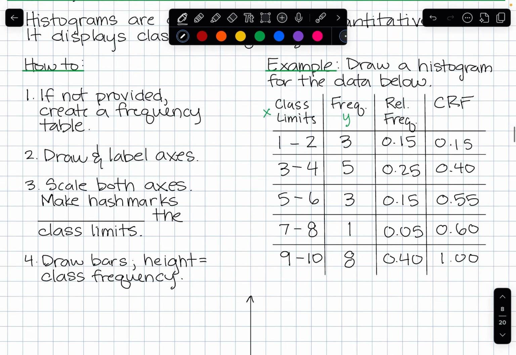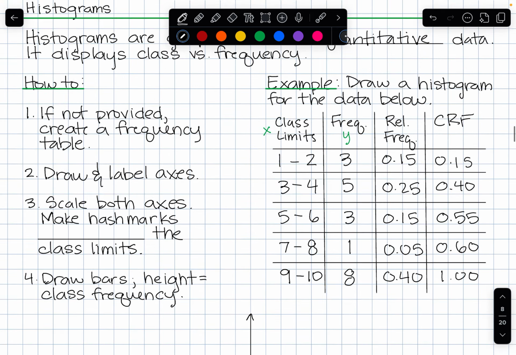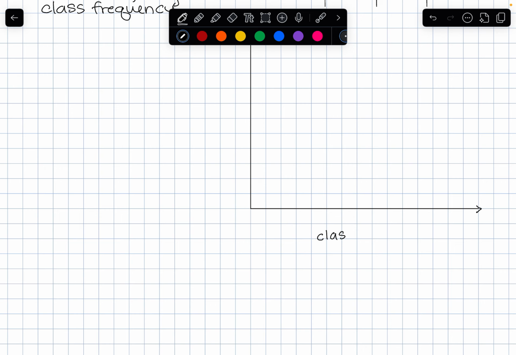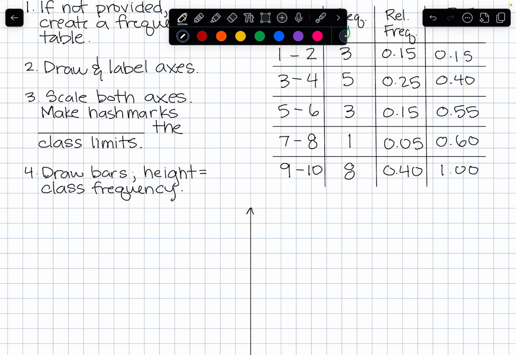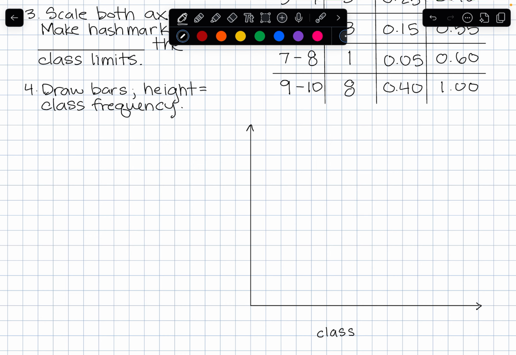We weren't told what those class limits represent, so we're just going to label them class. And in this case, I'm not going to label them class limits, because in step 3, we have a special deal with the hash mark. So for now, I'm just going to leave it class, and we'll come back to it. Y I'm going to label frequency.